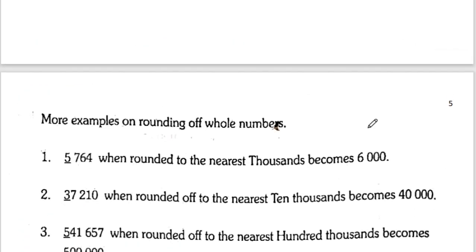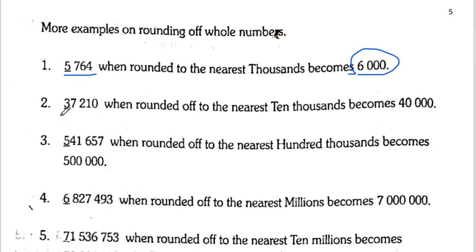Another more examples. More examples on rounding of whole numbers. If you are given 5,764, when rounded to the nearest thousands it becomes 6,000, because our rounding place in here is 5. Are we going to round up? Yes, because next to digit 5 here is 7, and 7 is greater than 5. So we will add 5 plus 1 is equal to 6. This one is 6, and then the rest of it changes into 0. So the result will become 6,000.